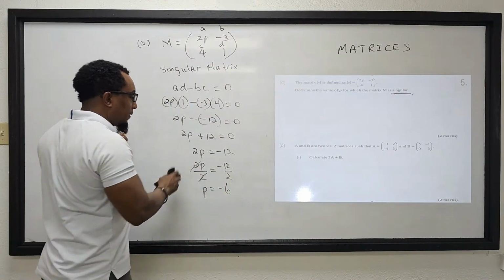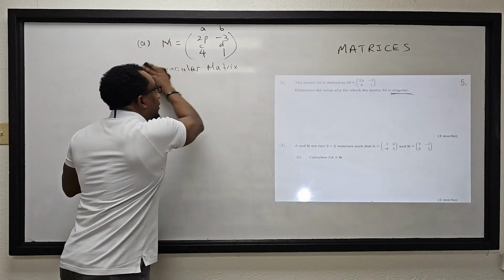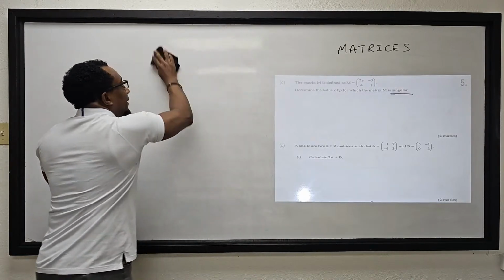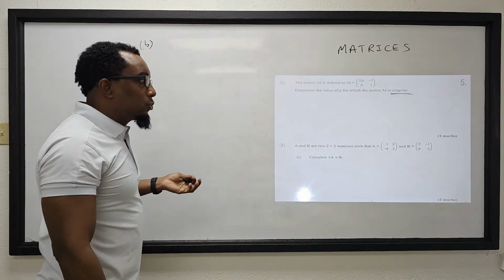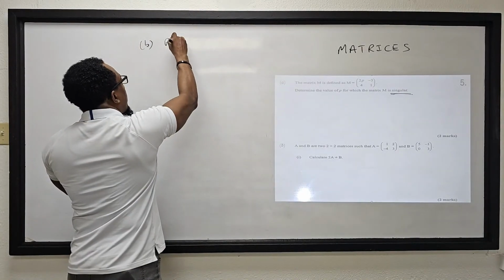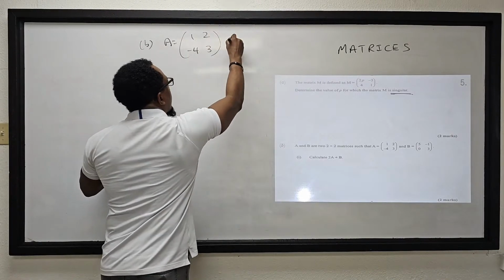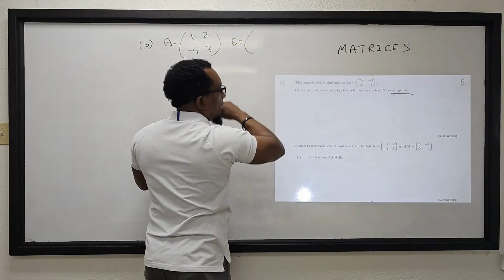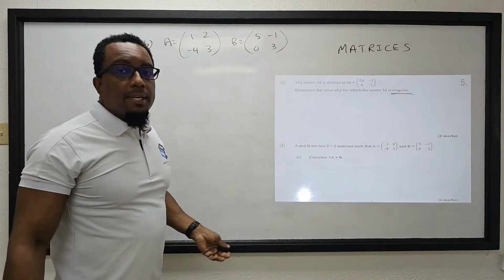Right, so part B, again you have these two matrices. A and B are two by 2 matrices. A, 1, 2, negative 4, 3. B, 5, negative 1, 0, 3. And what I want us to calculate?